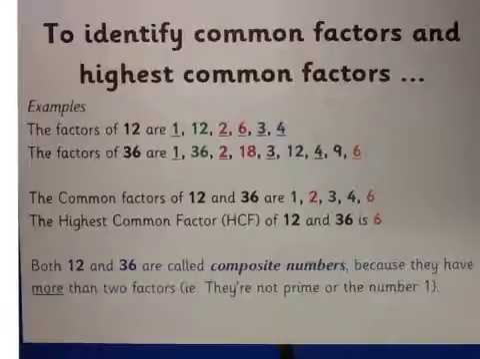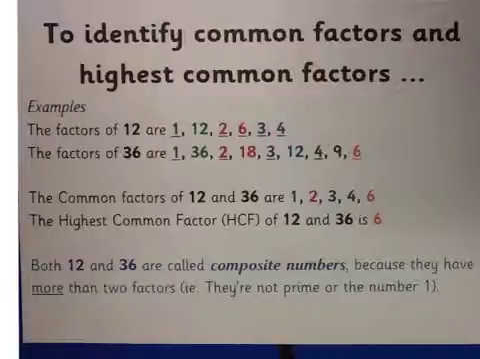So to identify the common factors, very simply, by common we mean both. So what factors do they both have? What factors do they have in common? If you look at both of them, you'll see that they both have 1 as a factor, and in fact all numbers will have 1 as a factor, because all numbers are divisible by 1. They both have 2 as a factor. All even numbers will have a factor of 2, because they are divisible by 2. 3 is a common factor. 4 is a common factor.